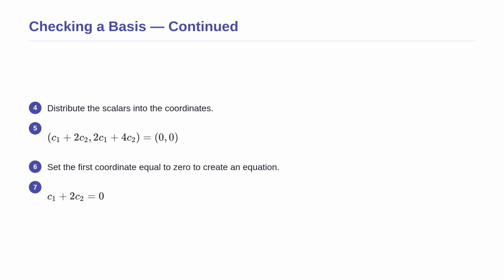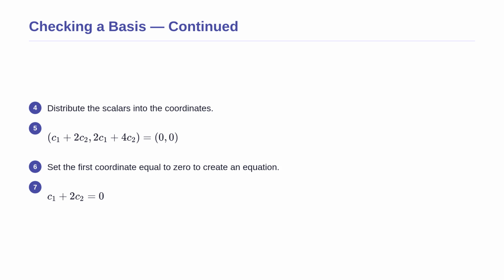Continuing with our calculation, we need to solve the equation we just set up. We do this by distributing the unknown scalars into the coordinates of our vectors and adding them together. This operation gives us a single combined vector on the left side of the equation. For this combined vector to equal the zero vector on the right side, both the first coordinate and the second coordinate must individually equal 0. This creates a system of equations that we can solve. Let us isolate the relationship for the first coordinate, which gives us c1 plus 2 times c2 equals 0.